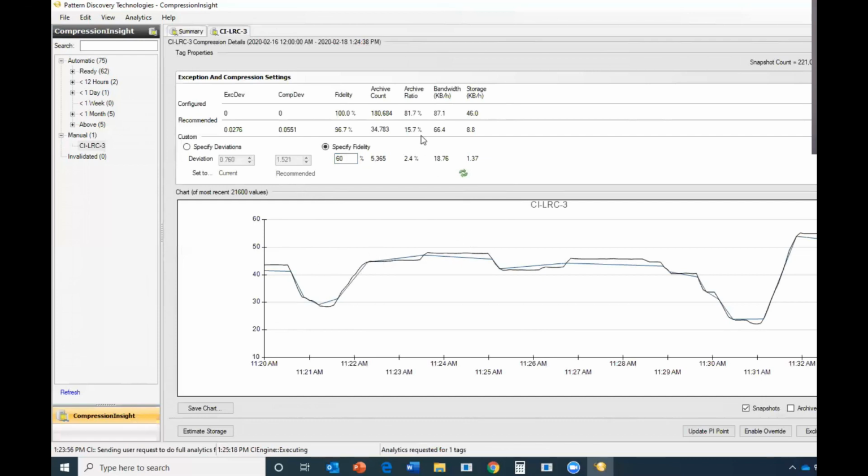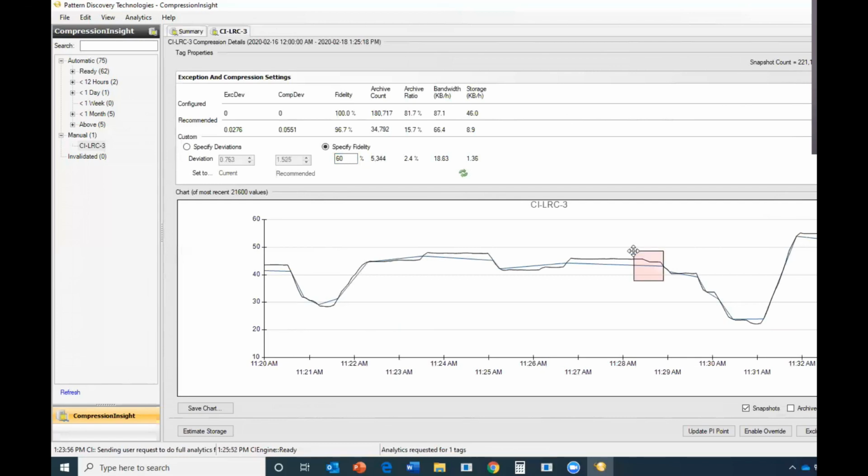But you can see here that we have actually reduced the amount of data that we're archiving by a factor of about 12% or 13% here. So in this particular case, where we've established a specified fidelity of 60%, we're only saving 5,300 of the original 220,000 raw snapshots. Yeah, but it does show up in data fidelity, right?